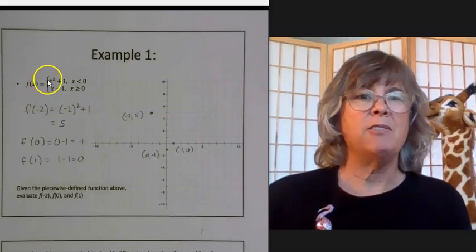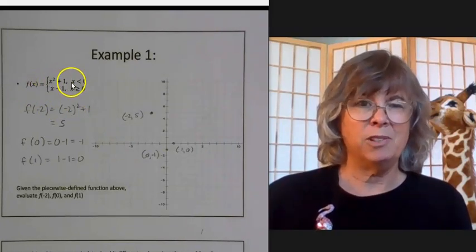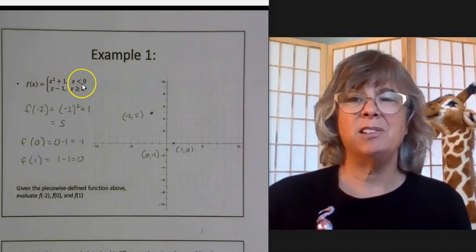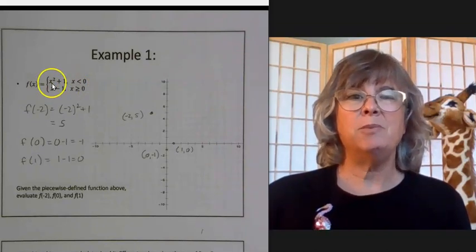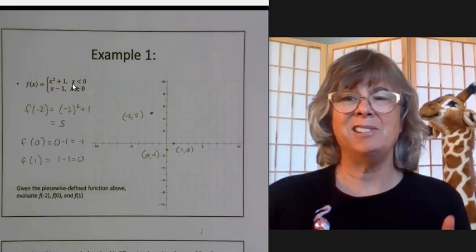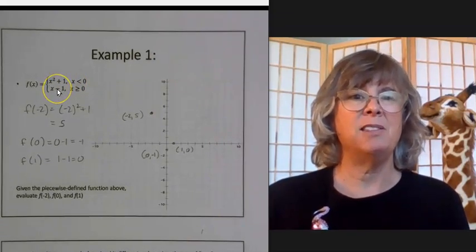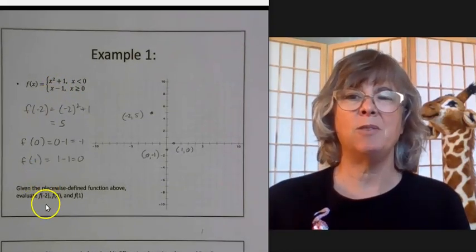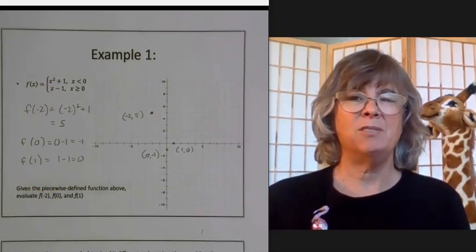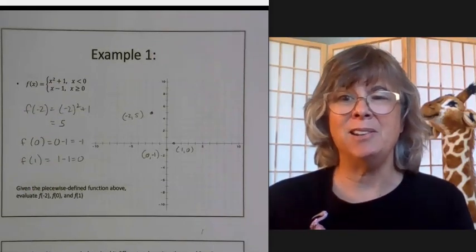So I want to graph y equals x squared plus 1, but only where x is less than 0. Sometimes it's easier to plot the whole thing and then just erase the part that you don't want to be part of the piecewise function. And then the same thing down here. So see if you can sketch a graph of this. Pause the video, sketch a graph, and then come back to see how I did.